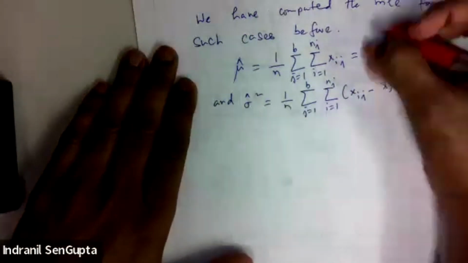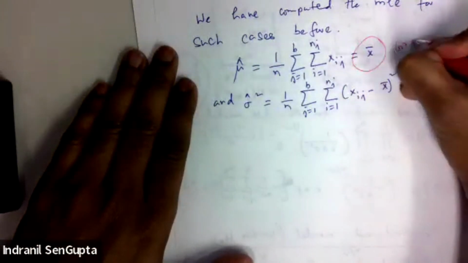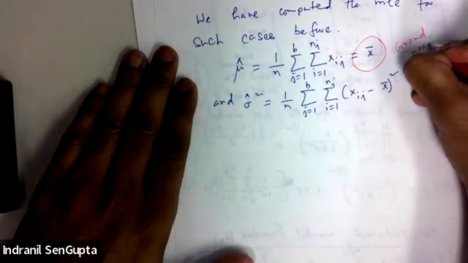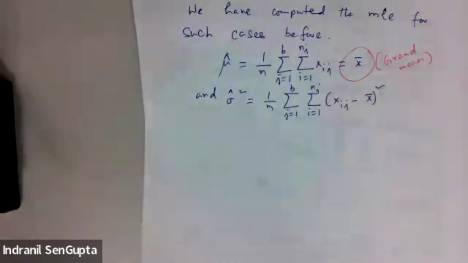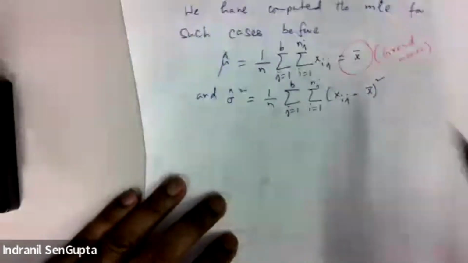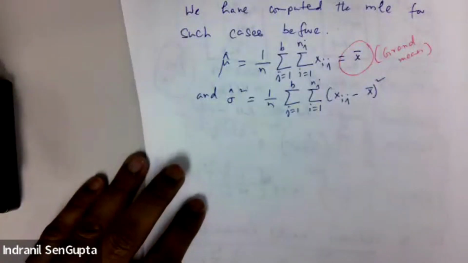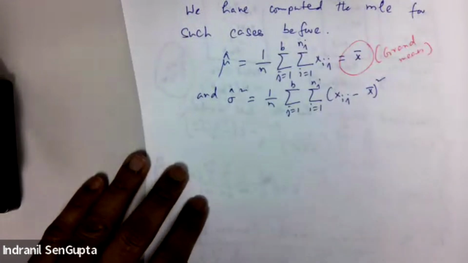So this has another name. It's called the grand mean of the sample. The way it's meant is that you have different groups, and in each group you have different elements. It's a grand mean. That means it's a mean of everything.